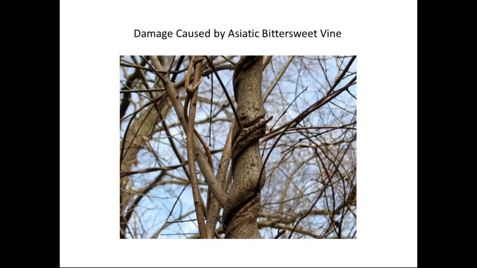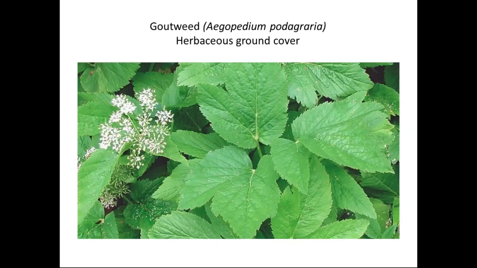Damage caused by Asiatic bittersweet vine is that it has a twining effect, so it strangles the host plant, meaning the scaffolding plant, and it prevents the photosynthate that's produced in the leaves of the host plant through photosynthesis from moving downward. So it builds up just above the strangulation point where the vine is on the host plant there. Okay, we're moving off to goutweed.